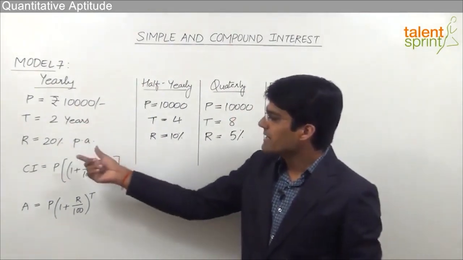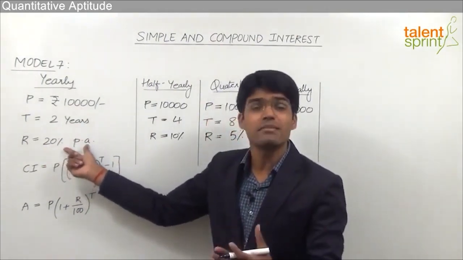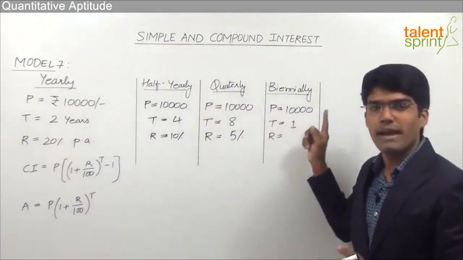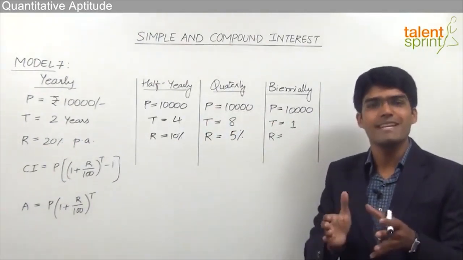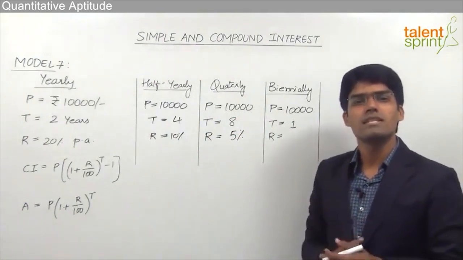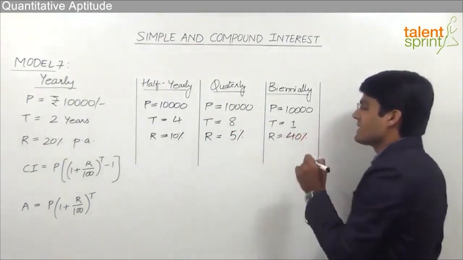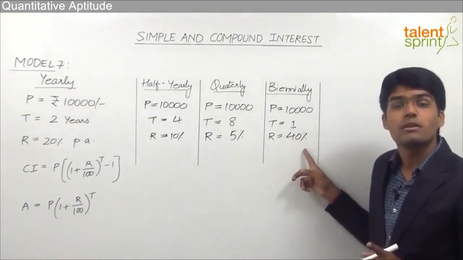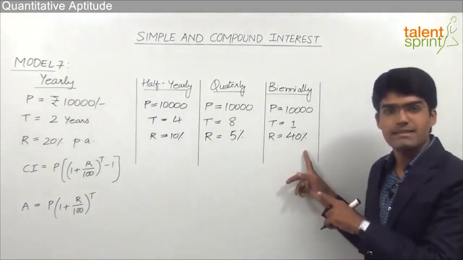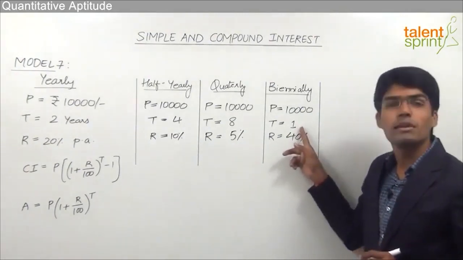And coming to the rate of interest, we get 20% per annum. In general, 20% per year. But since this is a biennial calculation, it should be taken for 2 years together. So if it is 20% for 1 year, for 2 years it would be 40%. So R should be taken as 40%. Remember friends, this is not 40% per annum. This is 40% per period. That is, a period is equal to 2 years. So 40% per period and only 1 period.